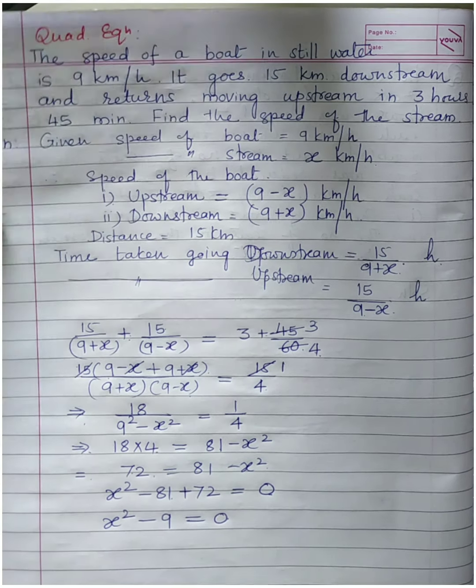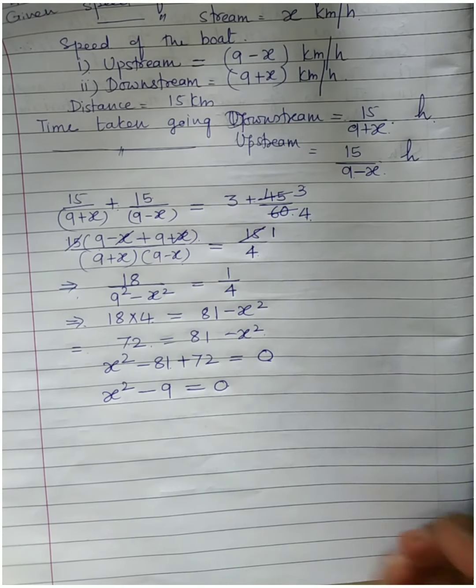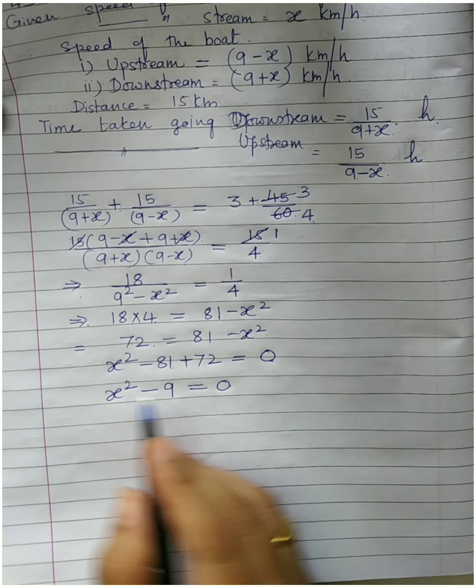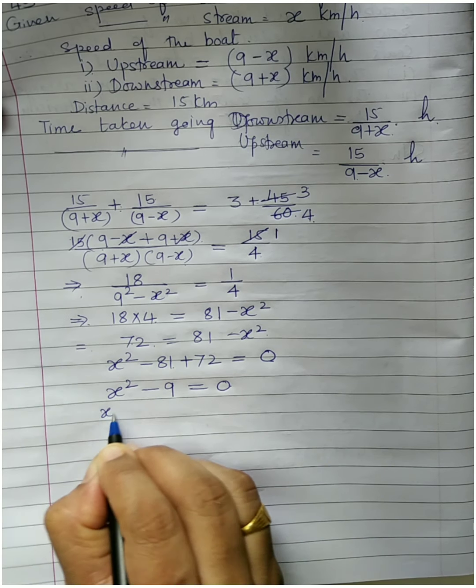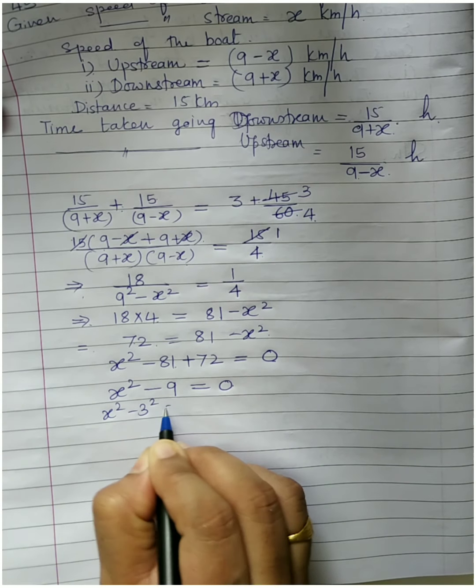This is our equation ready here. What will you do? Factorization. a square minus b square, right? This is a perfect square, so you can write it as x square minus 3 square is 0.